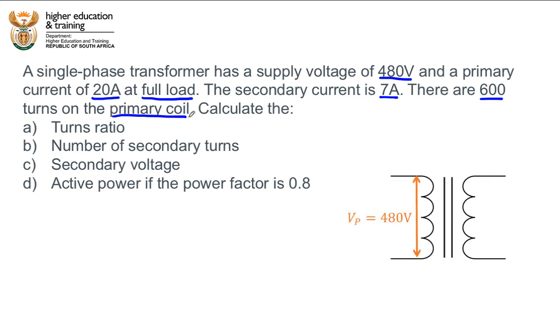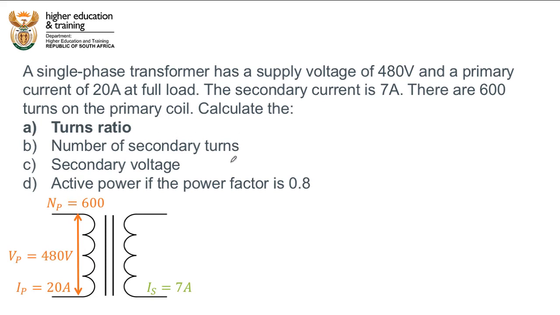Okay, so we know that the primary voltage is 480 volts, and we know that at full load, the primary current is 20 amps. They also tell us that the secondary current is 7 amps, and that the number of turns on the primary coil is 600. So let's go ahead and see if we can solve part A, the turns ratio.